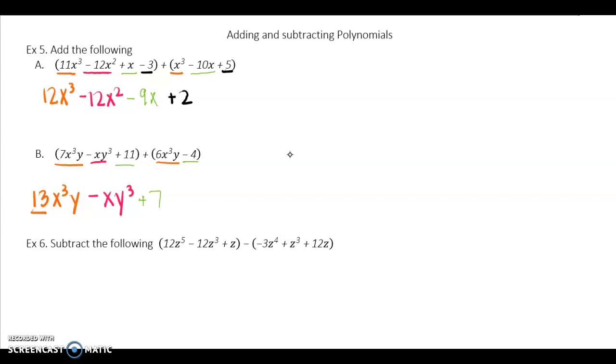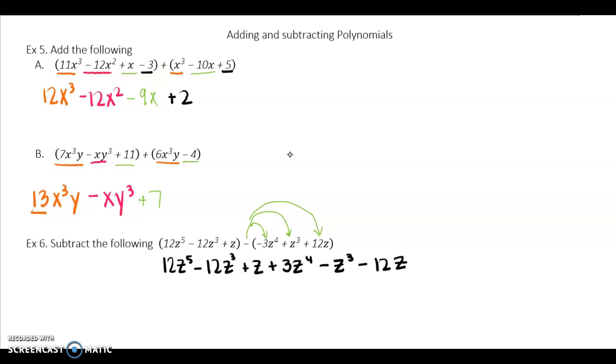All right, so that's adding. Subtracting is just one more step. If you are subtracting these, before you move on, you do have to distribute this negative here to every single term in the second parentheses. So I'm going to go ahead and rewrite this. 12z to the fifth minus 12z to the third plus z plus 3z to the 4 minus z to the third minus 12z, and then now we can go ahead and add like terms.